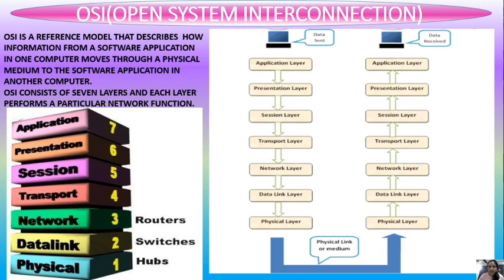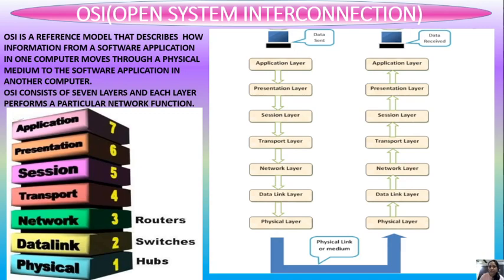Again I want to explain this here, that this OSI is just a reference model or a structure that describes how information from a software application in one computer moves through a physical medium to the software application in another computer. Simply we can say that information is moving from one computer to another computer through a physical medium. OSI stands for Open System Interconnection, and it consists of 7 layers and each layer performs a particular network function.